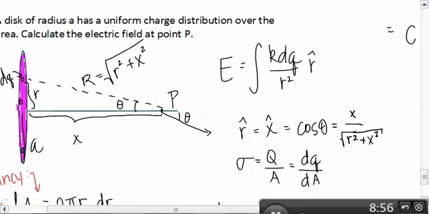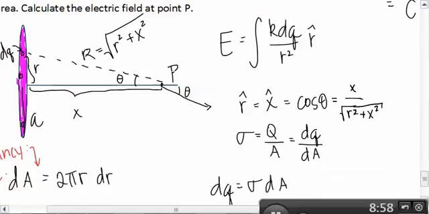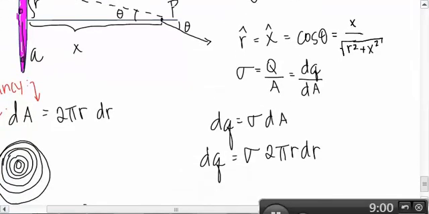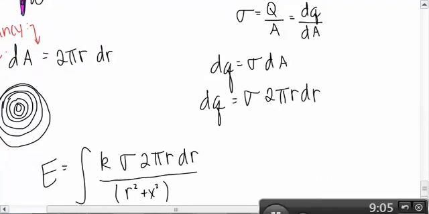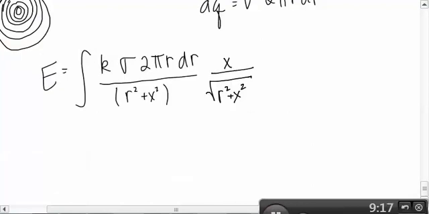All under the square root. So now I have to substitute that in for the r hat slash x hat slash cosine theta. So that will be x over the square root of r squared plus x squared. So how do we take the integral of that sucker? Well, let's put some limits on here first. So we're integrating with respect to r, little r, which is the variable radius of our disk.